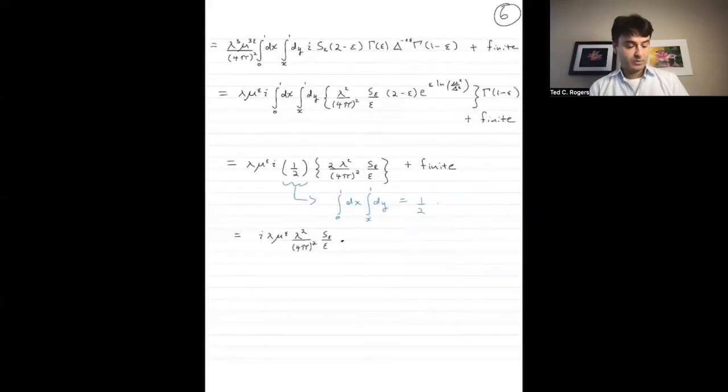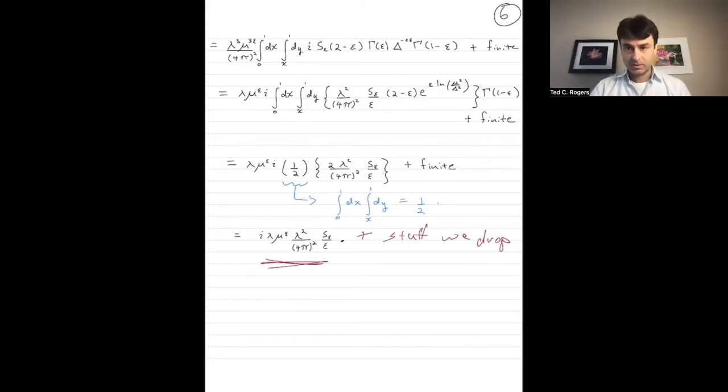Okay, so we're getting very close to the final answer. Just one more little bit of simplification. This is what I want to work with to get the lowest order beta function. So we might actually say plus stuff we drop. That's the result right here that I want. Okay, so maybe pause the recording now. Make sure that you can follow the steps that I laid out here.